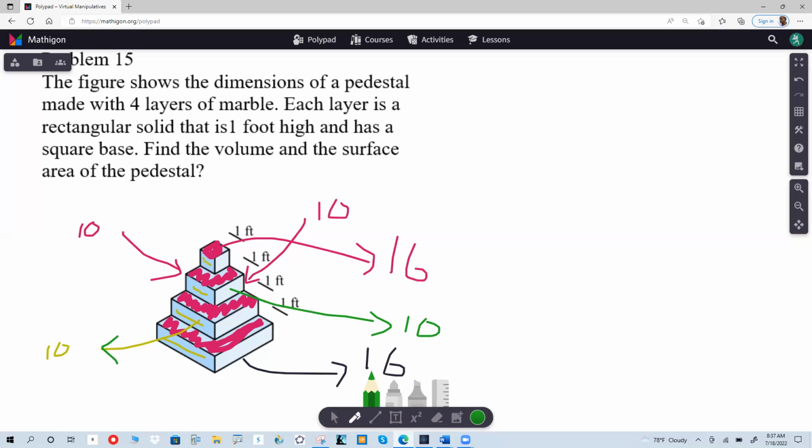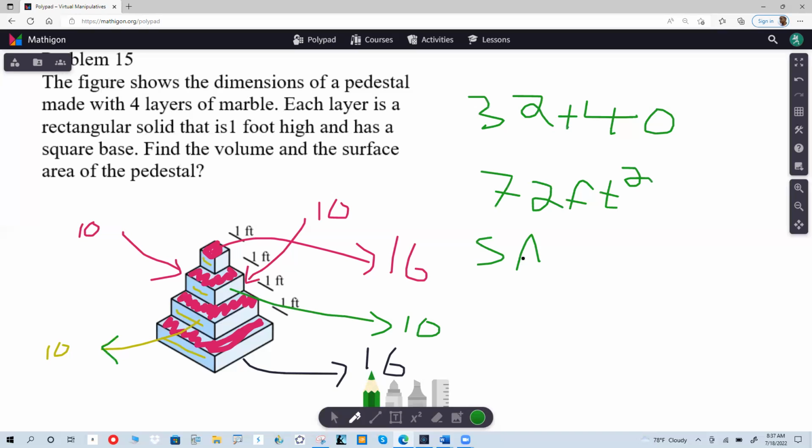What's 16 plus 16? That's 32. And I have 10 4 times. That's 40. And when you add 40 to 32, you get 72 square foot or foot squared, doesn't matter. That's your surface area. Now you have it. You have the volume, you have the surface area, and the surface area is correct because we just saw our answer 2 seconds ago. So that's number 15. We wrapped up number 15.